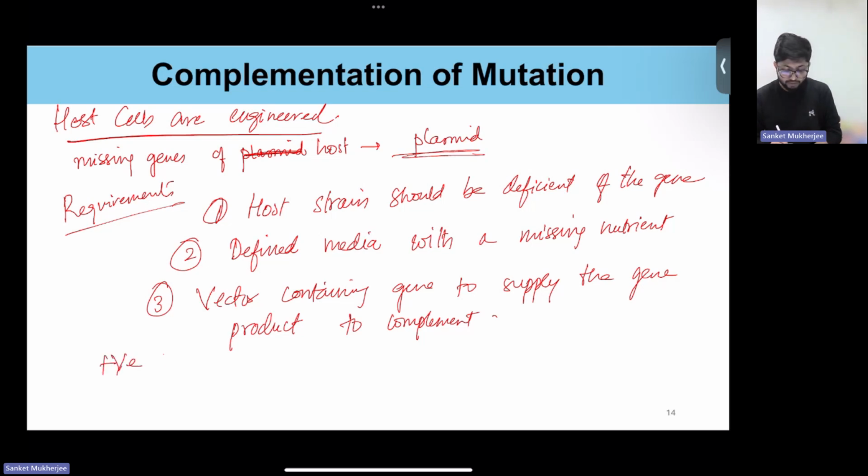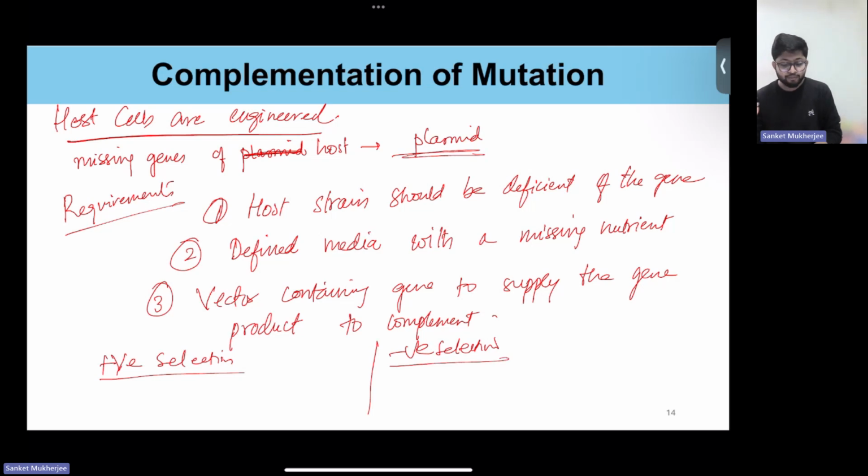In case of positive selection, the host strain does not grow on the media lacking the functional gene, but host transformed with the recombinant DNA can grow. Another one is negative selection. In this case, a chemical compound that is usually cytotoxic is added. The gene present will break down this chemical, so the cells which are transformed will grow, but the wild type cells will not grow because of the toxic compound, right?